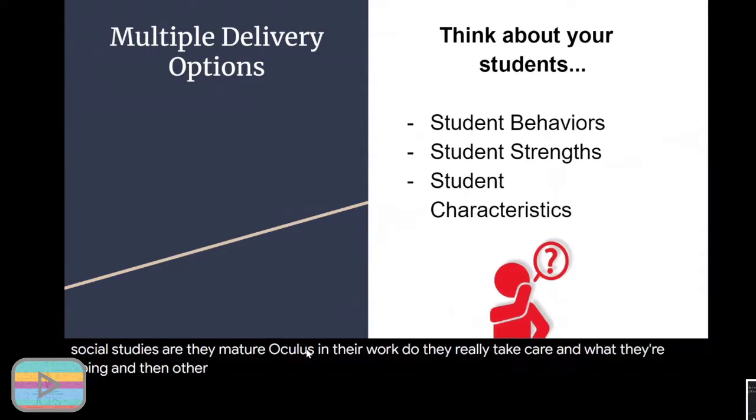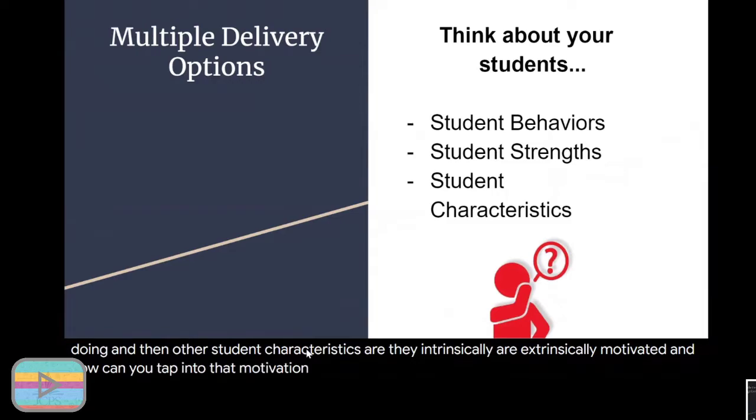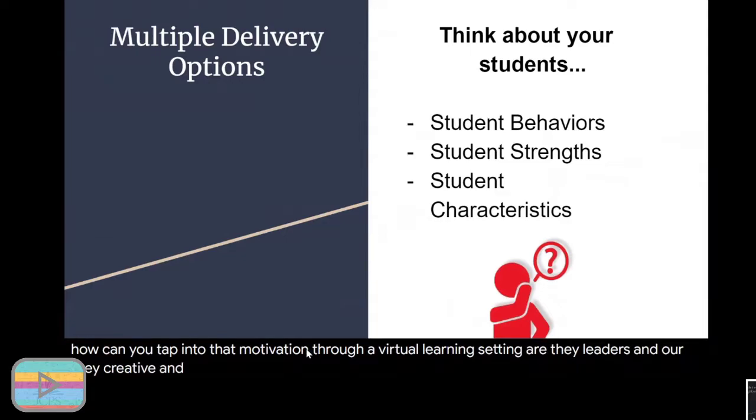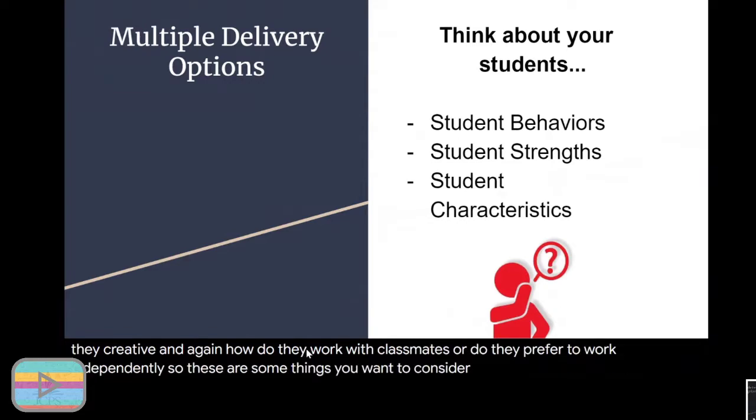And then other student characteristics, are they intrinsically or extrinsically motivated? And how can you tap into that motivation through a virtual learning setting? Are they leaders and are they creative? And again, how do they work with classmates or do they prefer to work independently? So these are some things you want to consider when looking at these different delivery options.